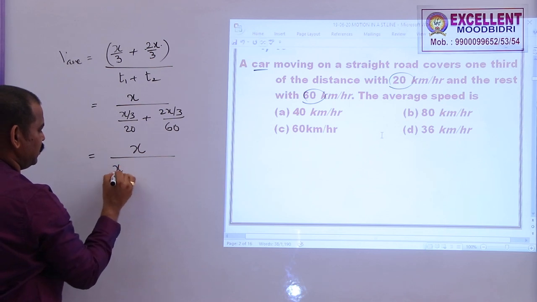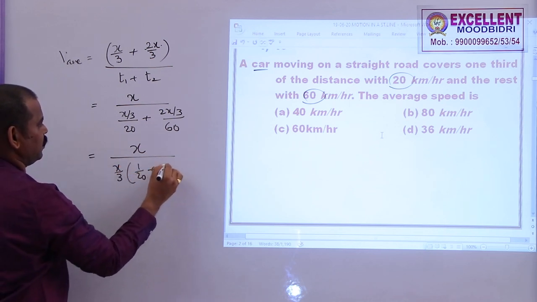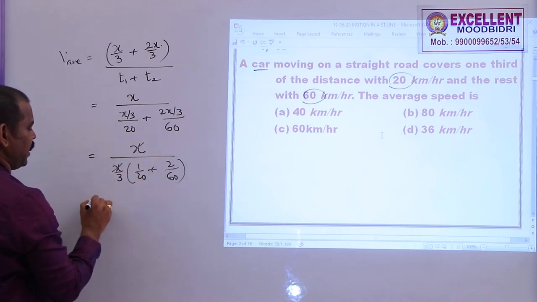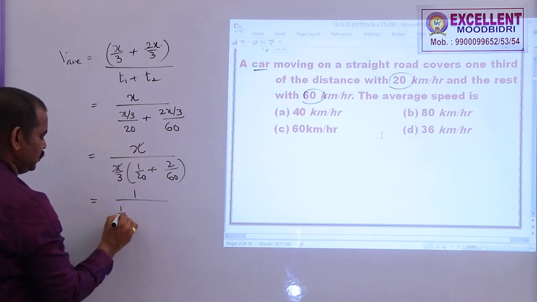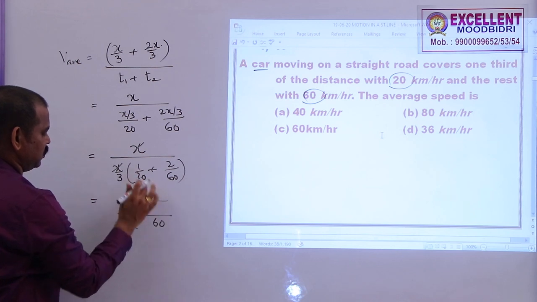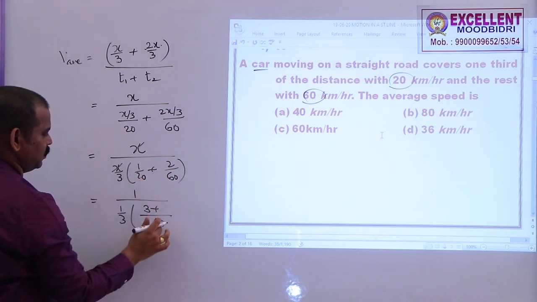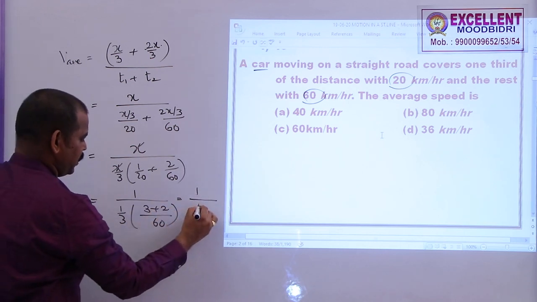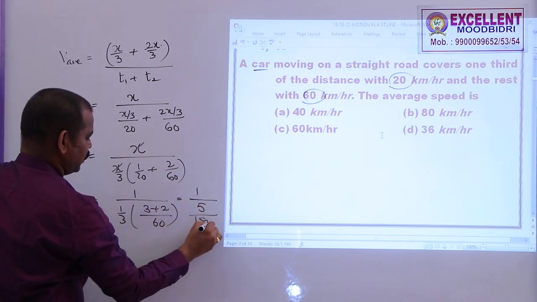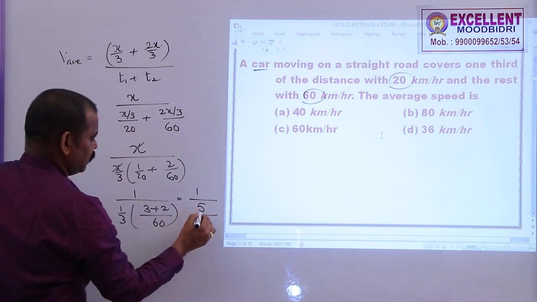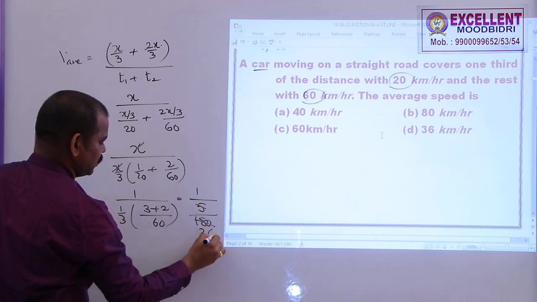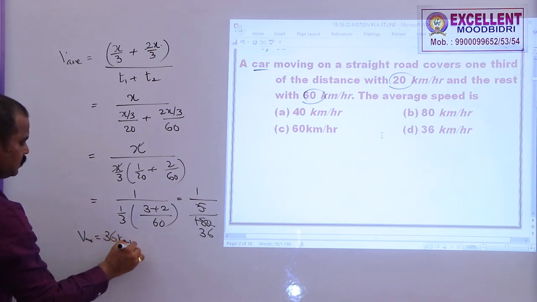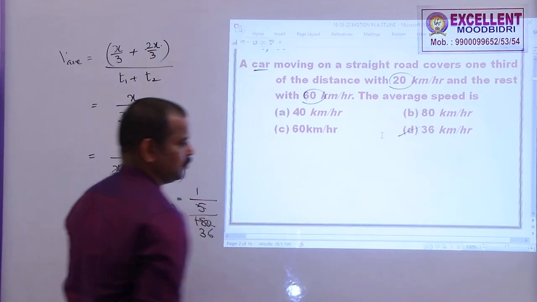Here x by 3 is common, and the remaining is 1 by 20 plus 2 by 60. The x gets cancelled. So 1 by, this is 1 by 3 times, the LCM is 60: 3 plus 2 by 60, so this is 5 by 180. Now 5 ones are 5, 5 thirty-sixes are 180, so 1 by 36. V average is equal to 36 kmph. So option D is correct.